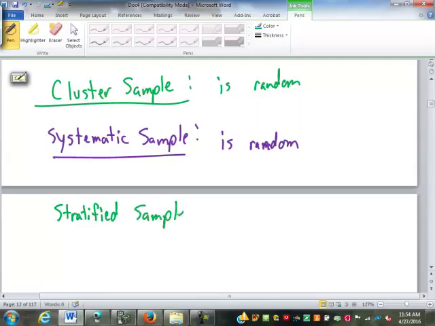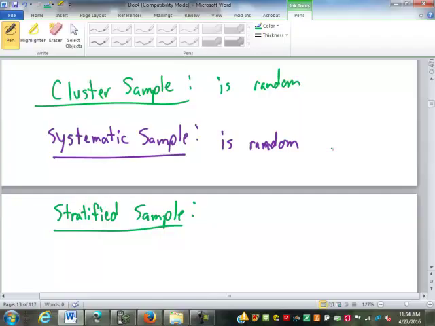Back to my example of WITC students. There are four main campuses for WITC students. So I could divide it up into the four campuses and say, I'm going to survey 200 students, but I want to select 50 from each campus. So I divide it up by campus and then I select from within those campuses.